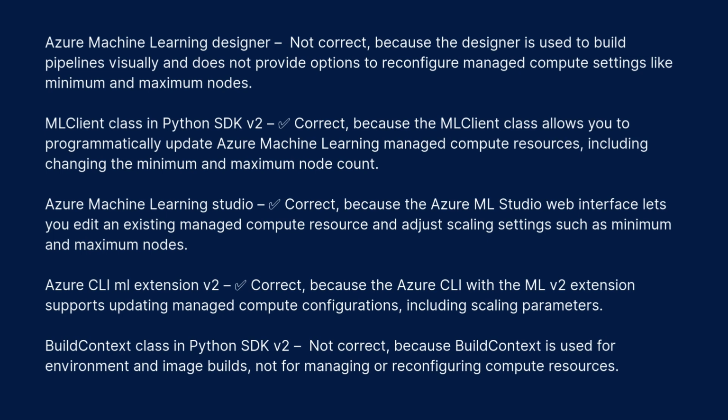Second one is correct because the ML client class in Python SDK allows you to update and manage compute resources, which includes the minimum and maximum node count. Azure Machine Learning Studio is also correct because it is a web interface which lets you edit the existing compute resource, which includes the scaling such as minimizing and maximizing the nodes. The fourth option is also correct. Azure CLI ML extension. This is also correct because it supports and manages compute configuration, including scaling parameters.